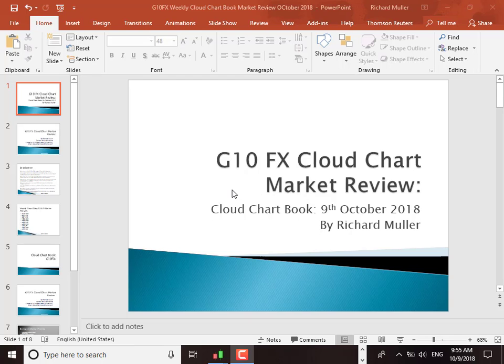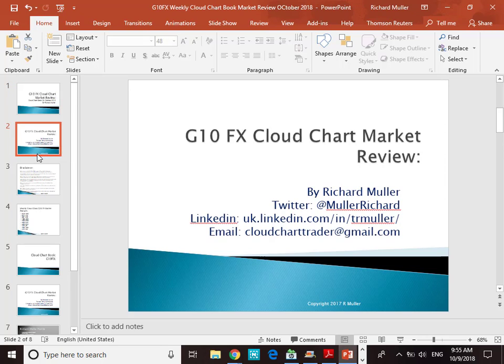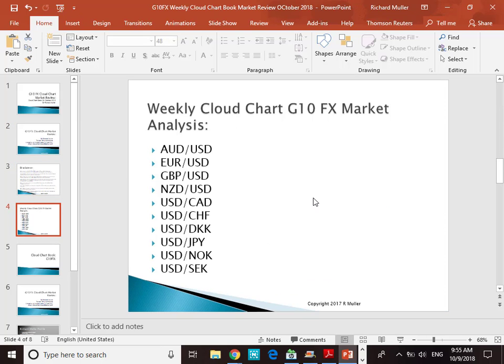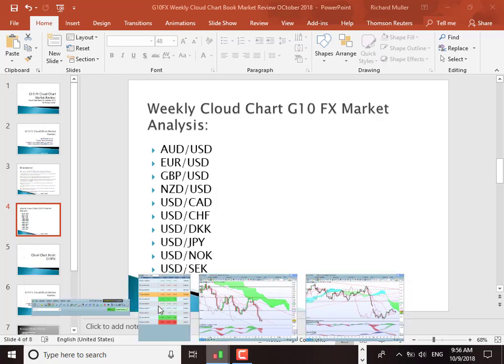Good morning everybody, it's Tuesday the 9th of October and this morning I'd like to do the G10 FX Cloud Chart market review, looking at the G10 currency pairs. There's the disclaimer. So these are the currency pairs I'll be covering this morning in this G10 FX Cloud Chart market review. We're going to look at the G10 currency pairs from an Ichimoku Cloud Chart perspective.